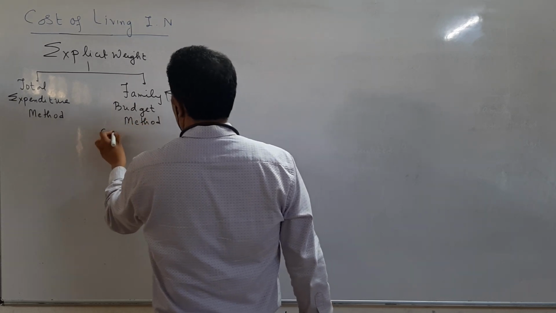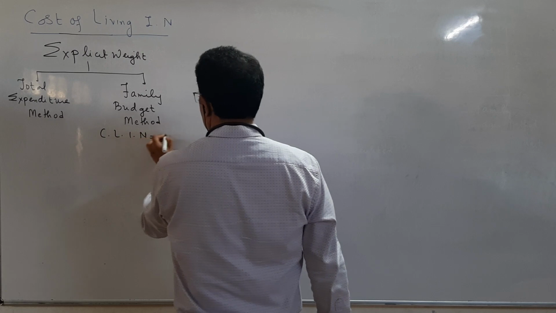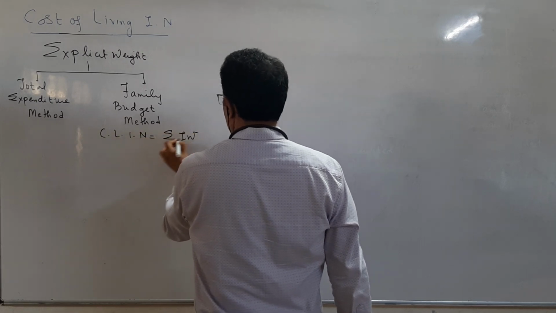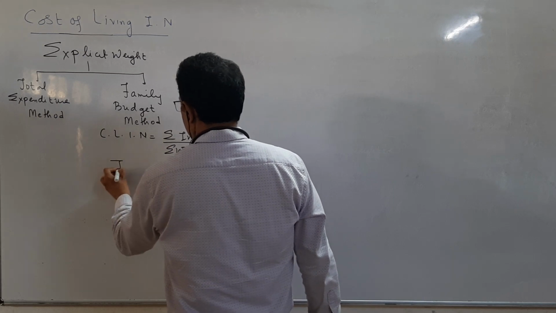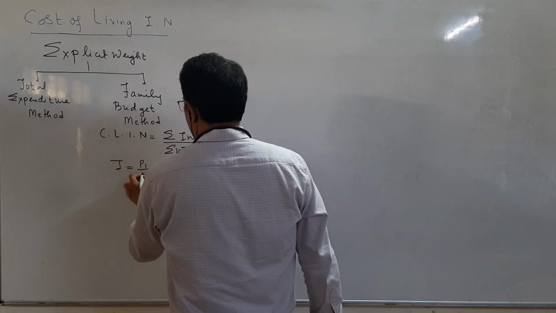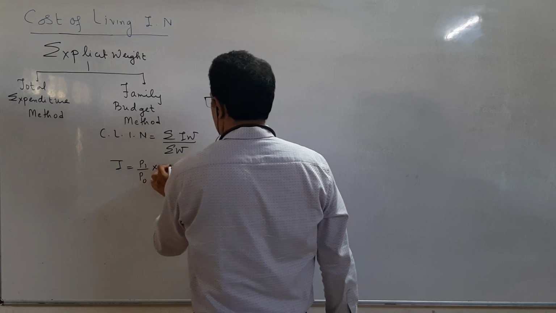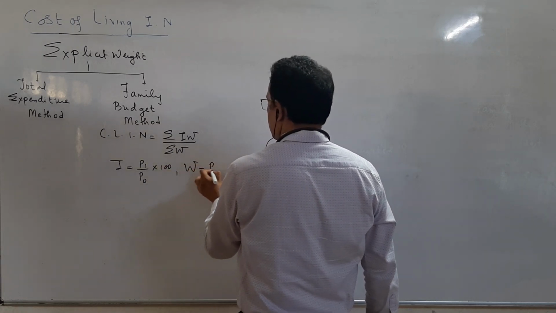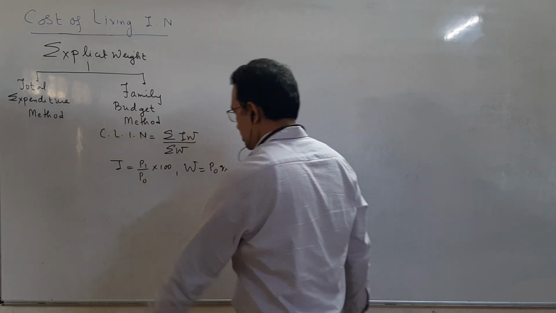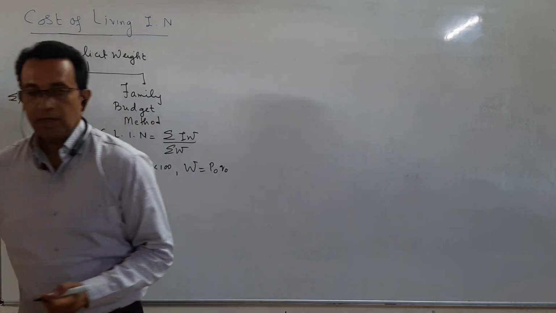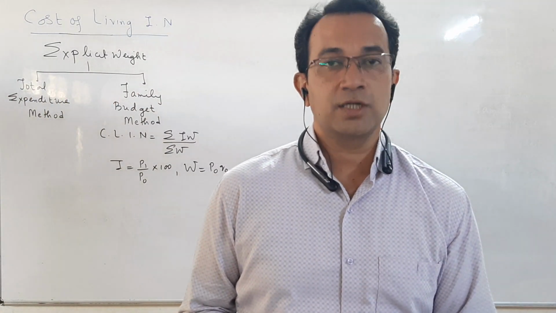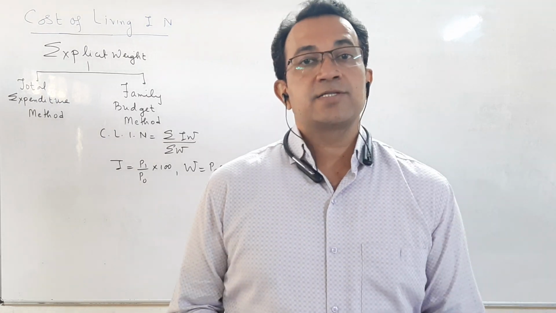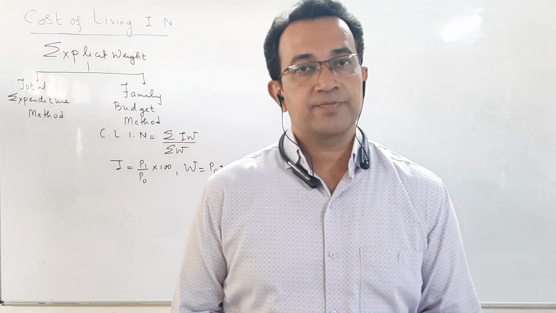In this, cost of living index number is given by sigma IW upon sigma W, where I is simple index number, P1 upon P0 into 100, and weight is expressed as P0 Q0. So this becomes one of the most important and interesting topic of the chapter.